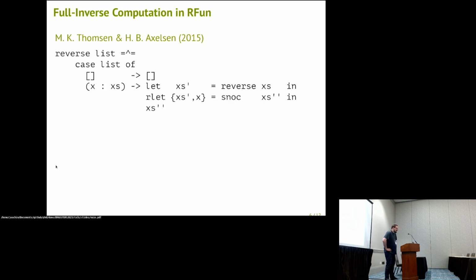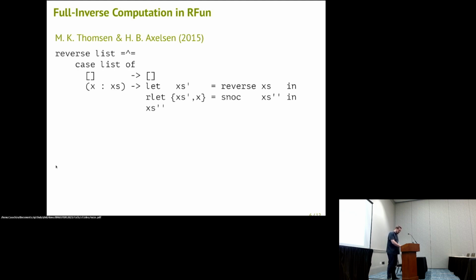But then in 2015, some clever guys from Copenhagen came up with a programming language called RFun, for Reversible Functional Programming Language. This is an example program written in RFun. It takes a list as its input, and then it outputs the elements of the list in the reverse order. It does so in the way you would expect, only that there's a let statement and this special rlet statement that unruns a function call. The interesting thing is, of course, what are the semantics of rlet?